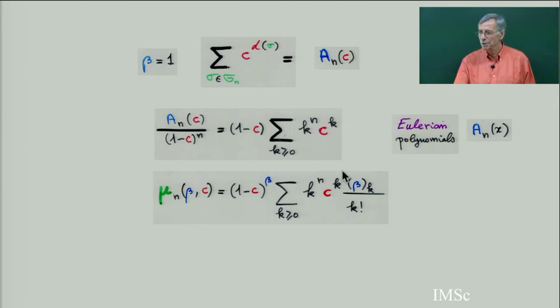So I will not prove this. Maybe we'll be interested in finding the beta analog of this. So from the theory of Eulerian polynomials, I will get the moment of the Meixner polynomial.